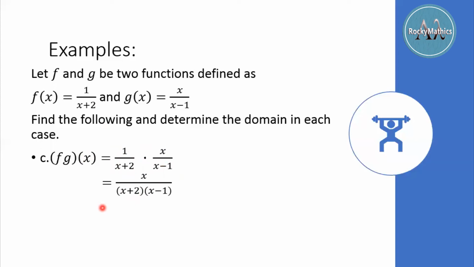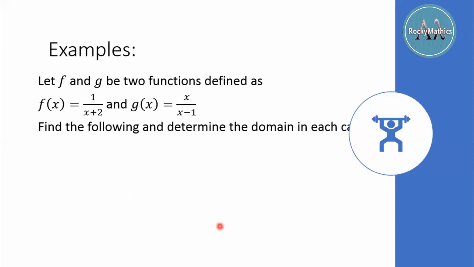Therefore, the domain of the product is what? The domain of the product is the set of all real numbers except those values that can make the denominator 0. And again, it is still equal to negative 2 and 1. So these are the values that can make the function undefined. So therefore, the domain is the set of all real numbers such that x is not equal to negative 2 and x is not equal to 1.